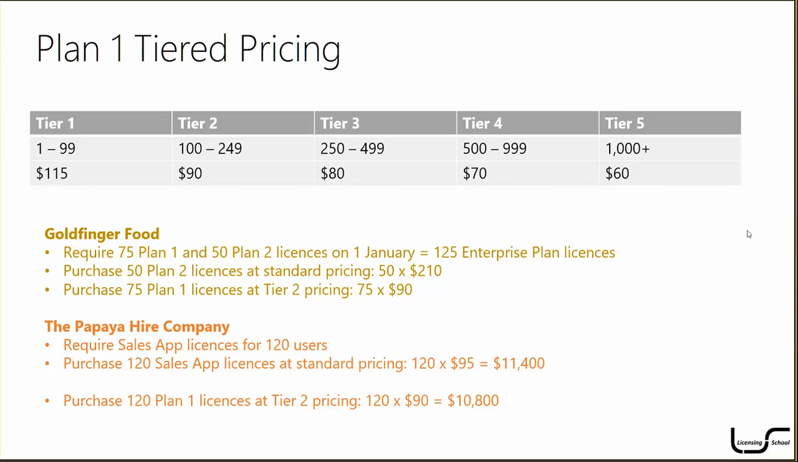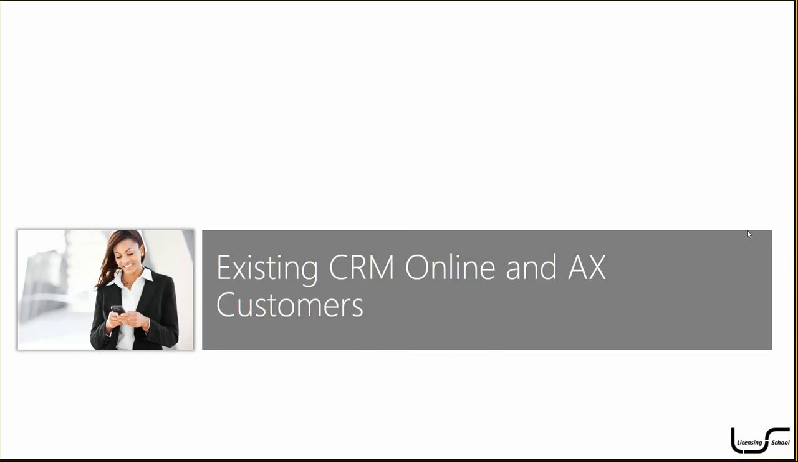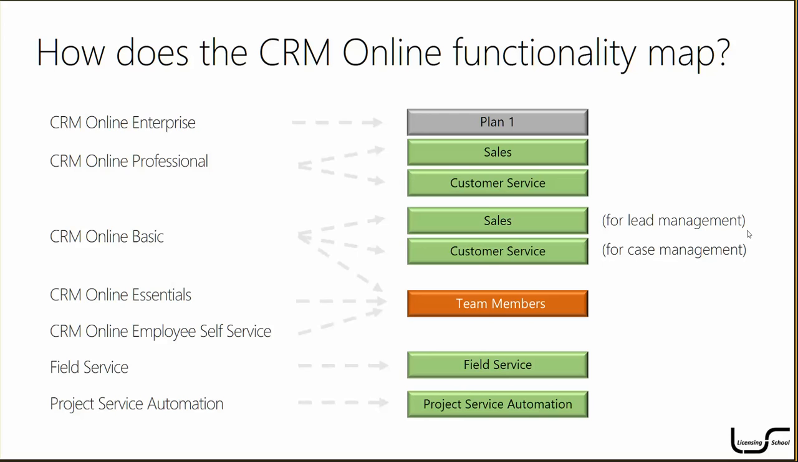Okay, let's continue on. Let's have a look at existing CRM Online and AX customers and see what's going to happen with them. Let's have a look at the functionality mapping. This is important for when we come to renewal, because if you've got existing customers on CRM Online, they can choose to stay with the CRM Online functionality, or they can choose to deploy the latest Dynamics 365 functionality. They can choose to do an upgrade for themselves.